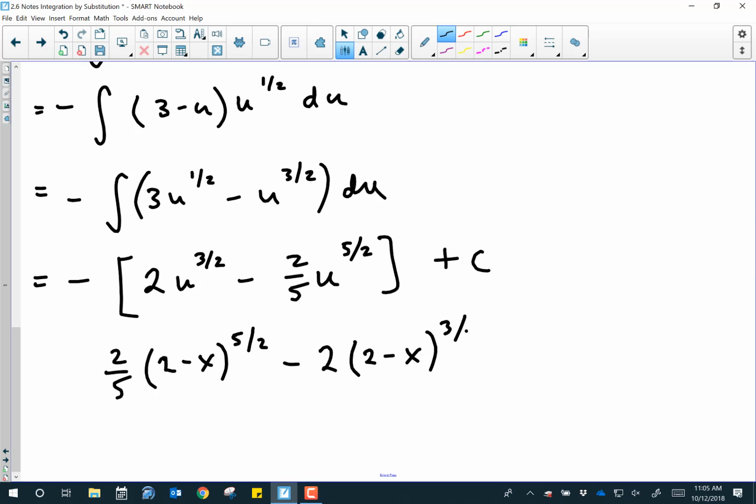Can we just leave it like this? As long as it's in terms of x and you have a plus c on the end, you're good. Oh, you changed it. Yeah, I'm a big fan.